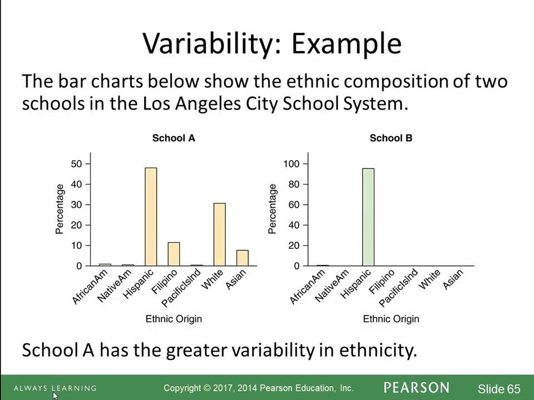So here we have ethnic composition of 2 schools in the LA City school system. So you can see that there's more variability in school A in that they have more of their students in all these categories. Where school B, it looks like we have students in only 2 categories.